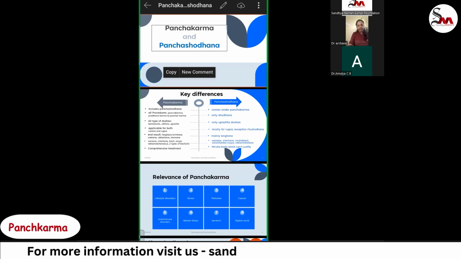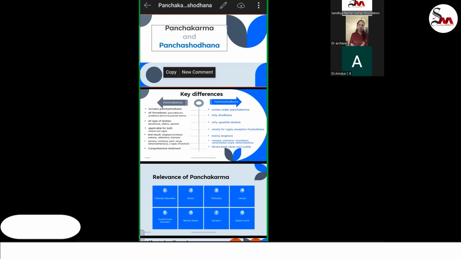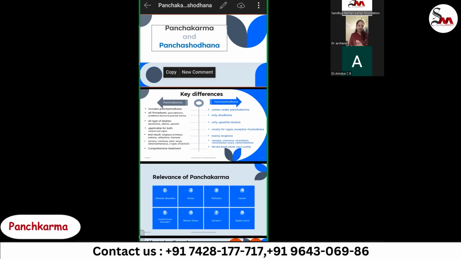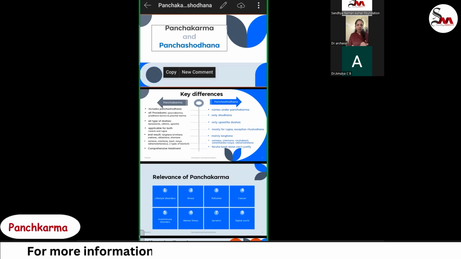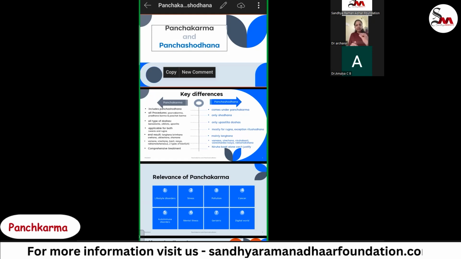So when Vagbhata says Panchashodhana, he is very clear about what those are. Shodhana, you know: when the doshas are in the koshta, ready to come outside, we give Shodhana. But Panchakarma is not the same. Panchakarma includes Panchashodhana. Okay? But Panchashodhana comes under Panchakarma. Hope I am clear in this.